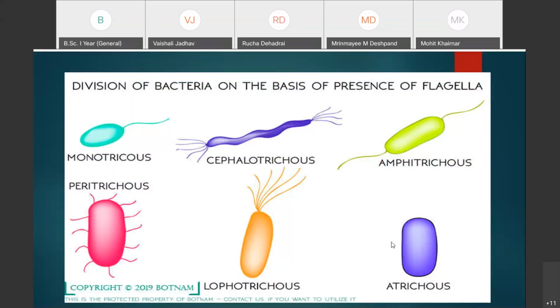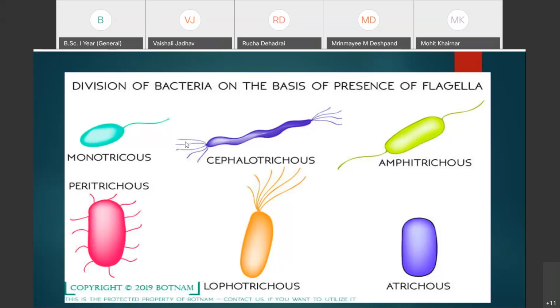When the flagella are present, these bacteria are called the trichous type. Here you can see the different types of trichous bacteria. So, two types of bacteria depending upon the flagella: atrichous and trichous. In the atrichous bacteria, the flagella are completely absent, while when the flagella are present, these bacteria are said to be the trichous type.